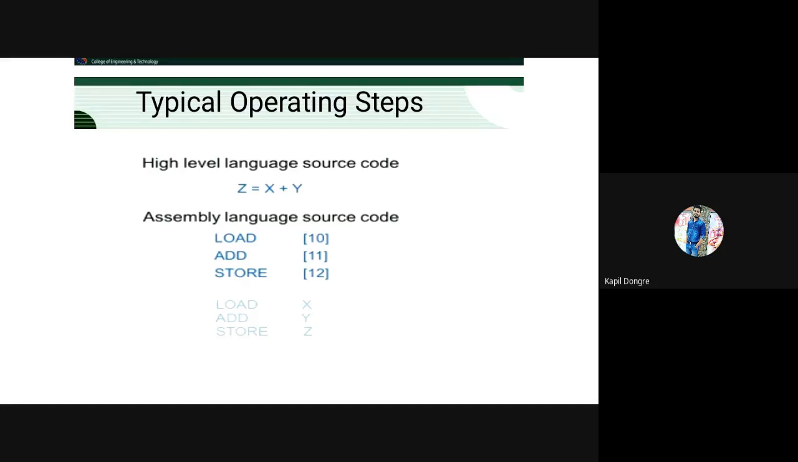Any instruction has to be executed with the help of assembly level language. We have one operation, z equals x plus y. To perform this operation, we first load the registers, add, and store. So what three operations do we require? First, load the instructions, add the content, and store the result. Here we have used x, y, z. It shows the typical operating steps of any instruction.